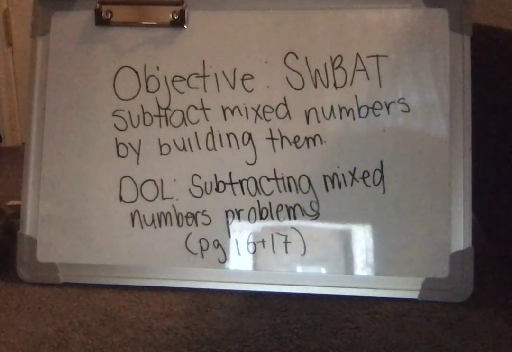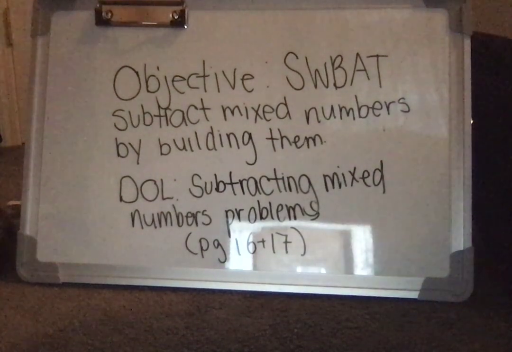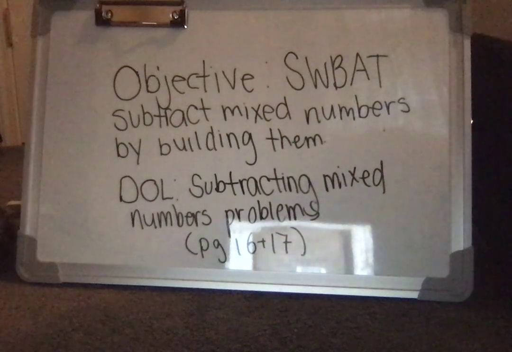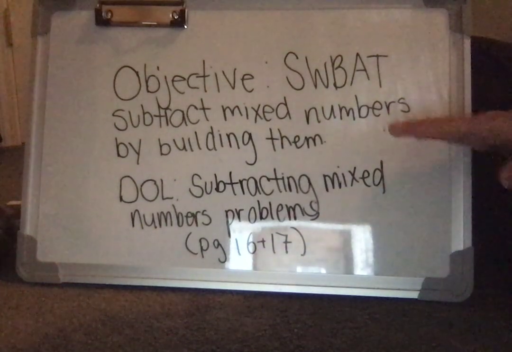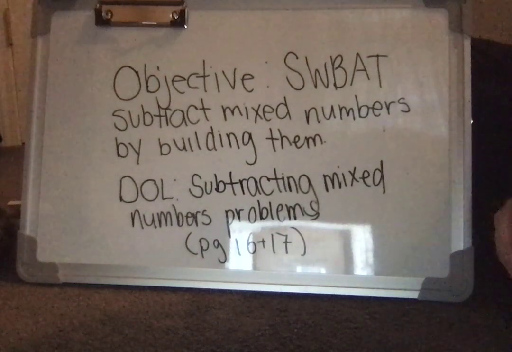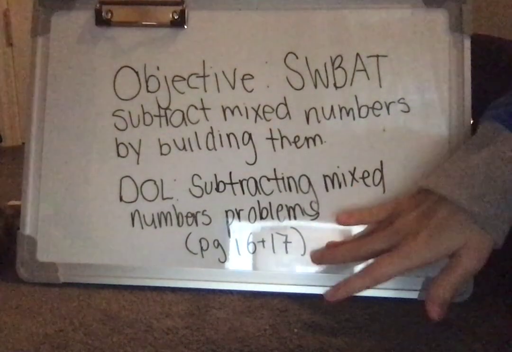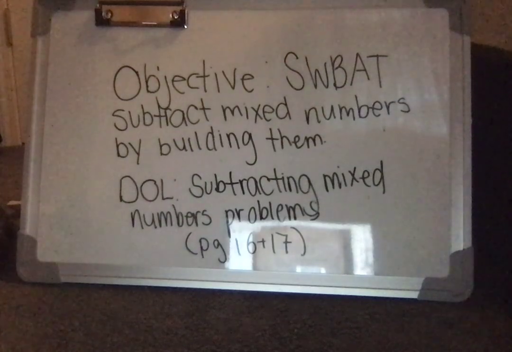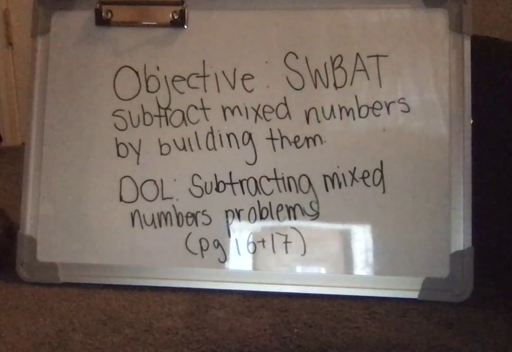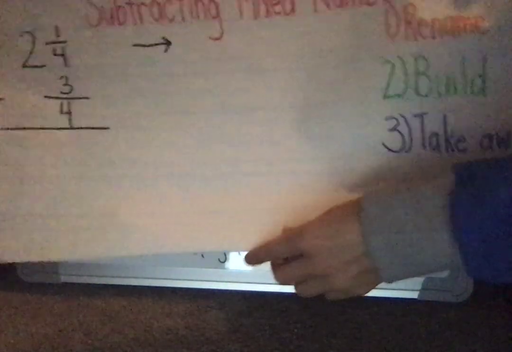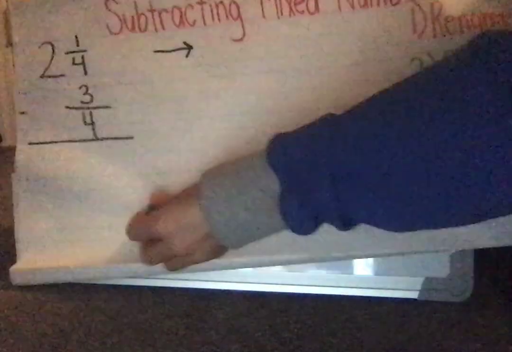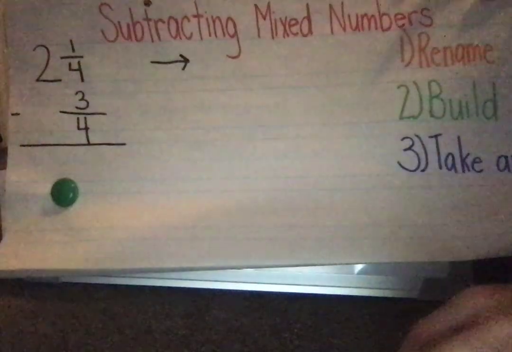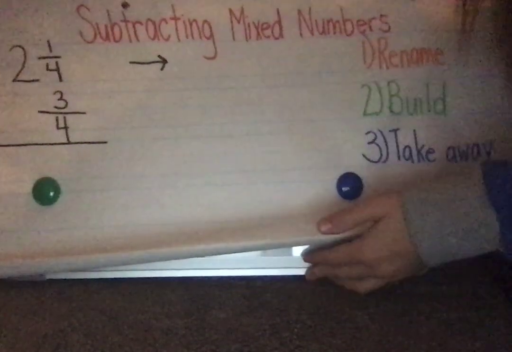Our objective for today is students will be able to subtract mixed numbers by building them. Obviously, we don't have fraction circles at home, so we can always just draw them. And our DOL is subtracting mixed numbers problems on pages 16 and 17. I made my anchor chart. And let's get started. Hopefully you can see everything.